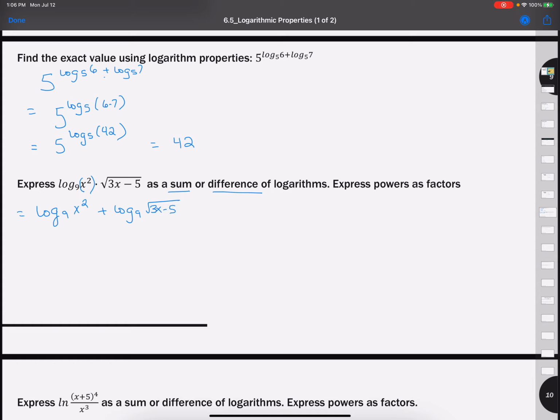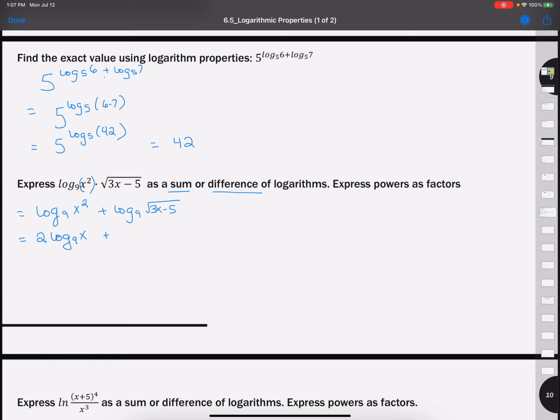So first we used property number 6 to break it as a sum, okay? Now it also says to express powers as factors. So what we're going to do is we can use property number 5. Whenever we have an exponent, we can use property number 5 to express it as a factor, okay? So this one can be expressed as 2 log base 9 of x. Again, this is property number 5.